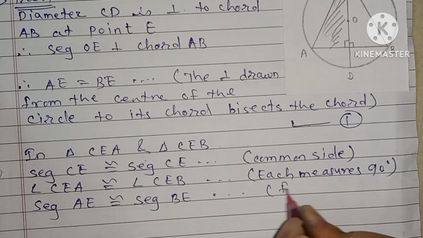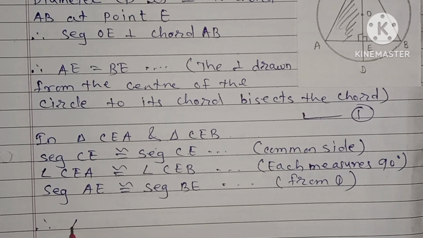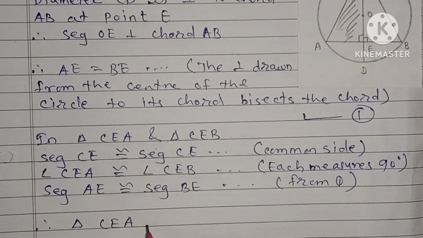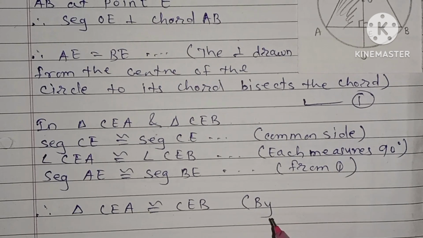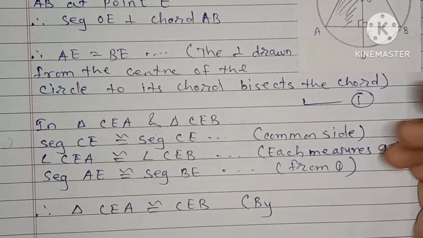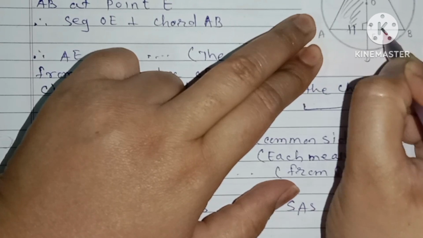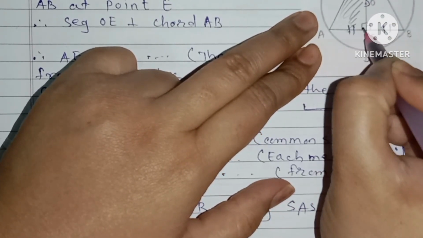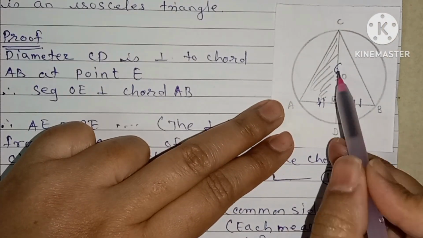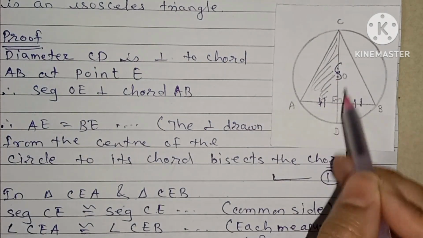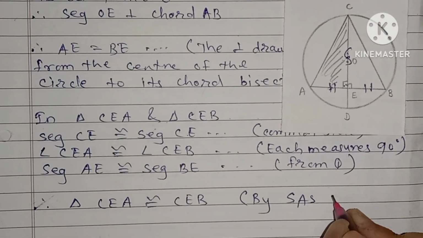From equation number 1. Therefore, triangle CEA congruent to triangle CEB. By which test? Side, angle, side. This is the common side, and angle, and this side, means SAS test. By SAS test they become congruent.